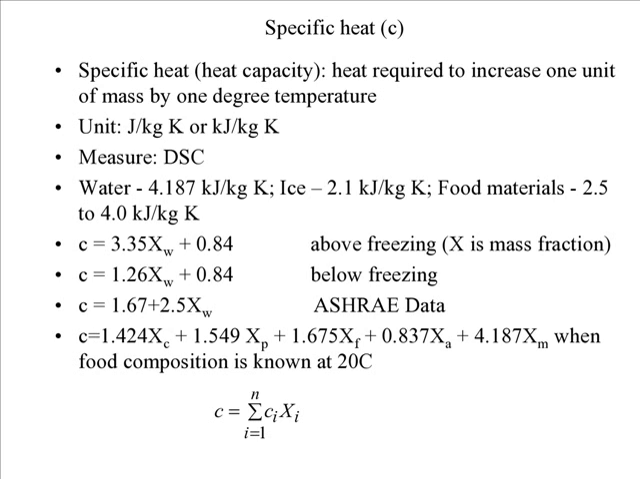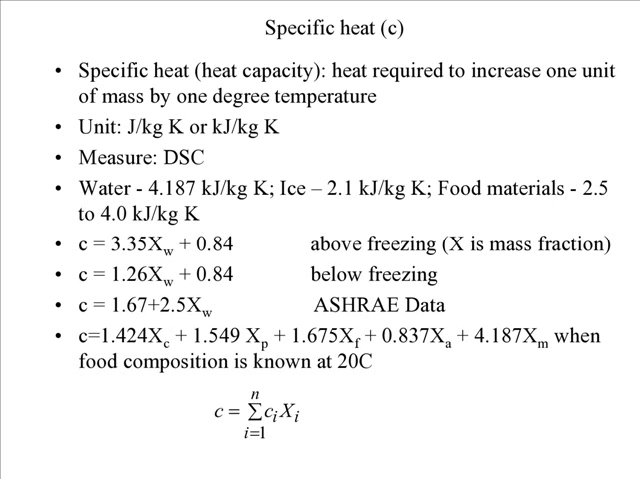And the specific heat of water is 4.187 kilojoules per kilogram Kelvin. For ice, it's 2.1 kilojoules per kilogram Kelvin. And for a variety of food materials, they'll range from between 2.5 to 4.0 kilojoules per kilogram Kelvin. The specific heat above freezing is shown in terms of the mass fraction, which is X. Below freezing is also shown as well.